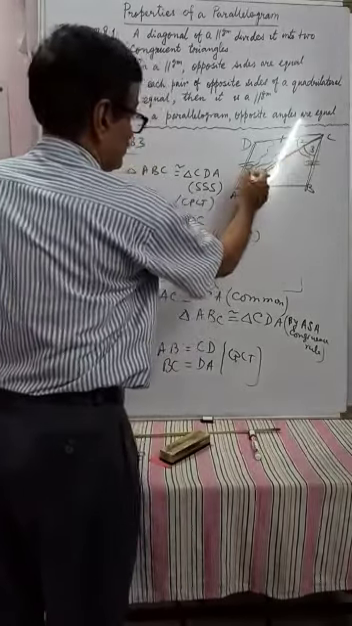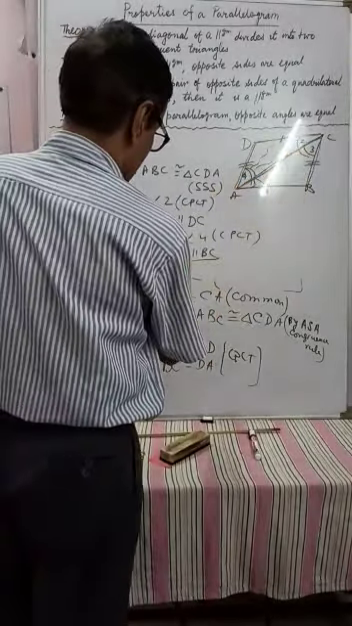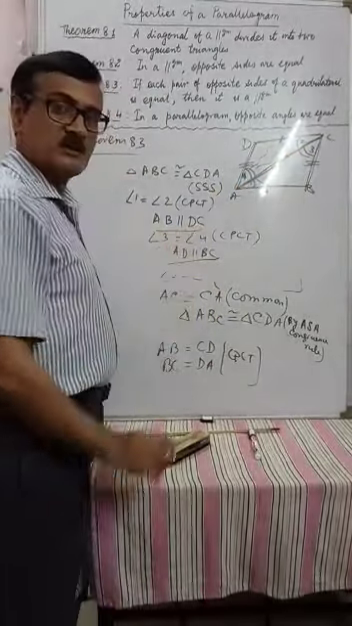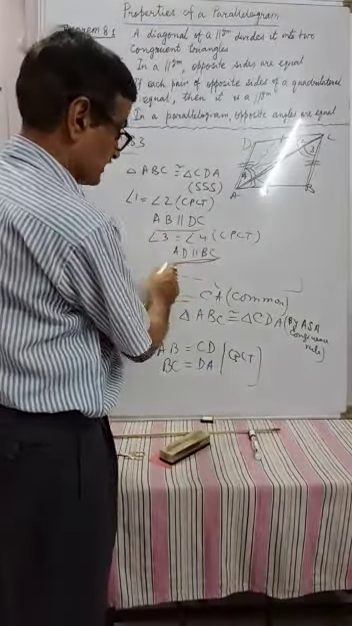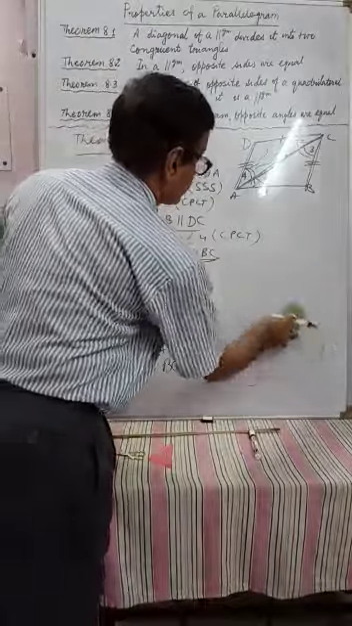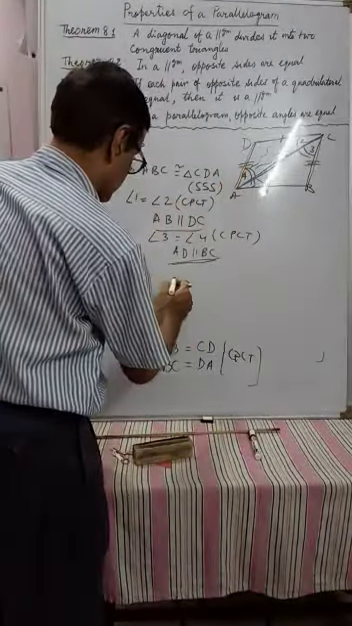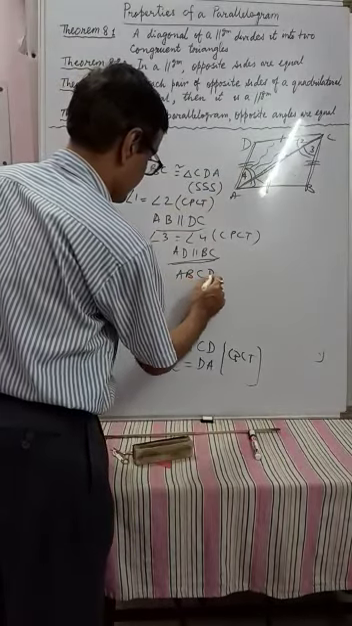So when angle 3 and angle 4 are equal, we can say AD is parallel to BC. So first we have said AB parallel to DC. Now it is proved that AD parallel to BC. That means both pairs of opposite sides of this quadrilateral are parallel. Therefore ABCD is a parallelogram.